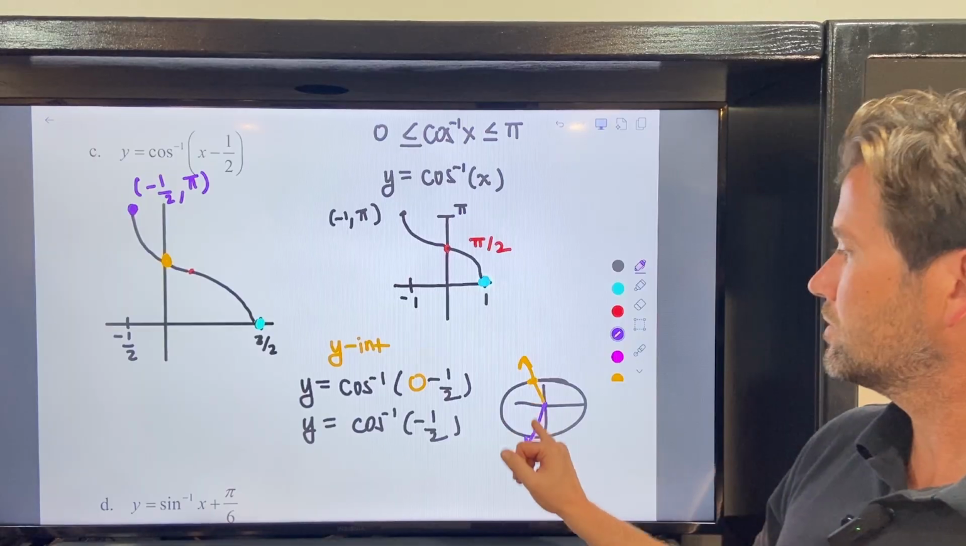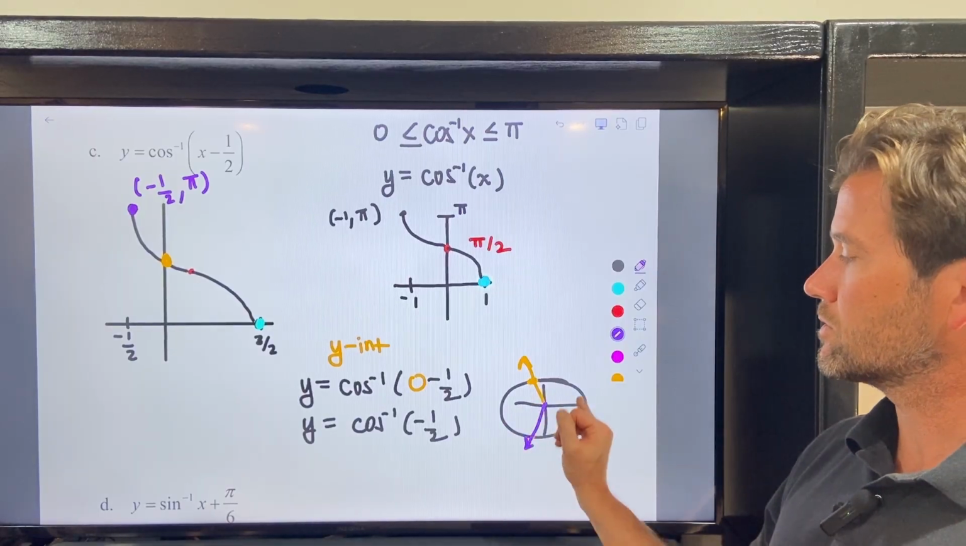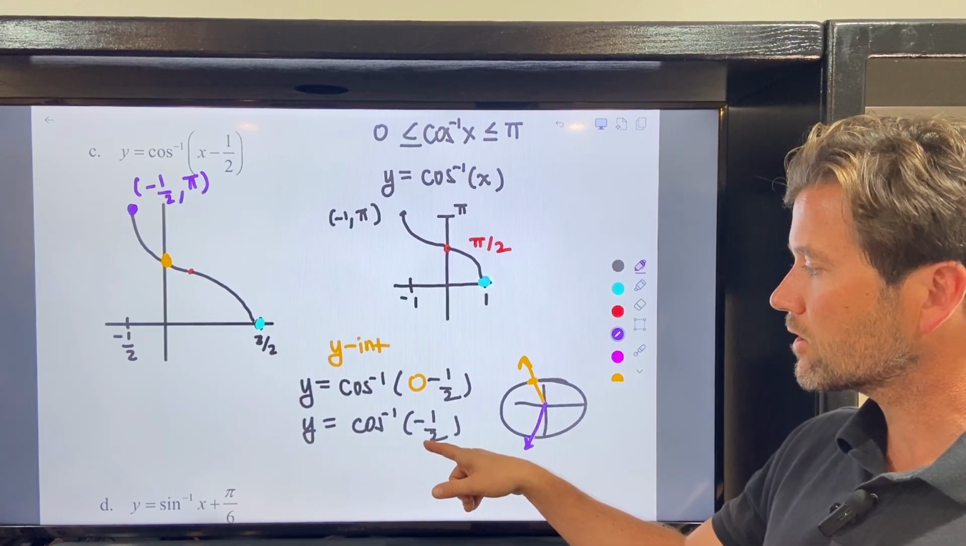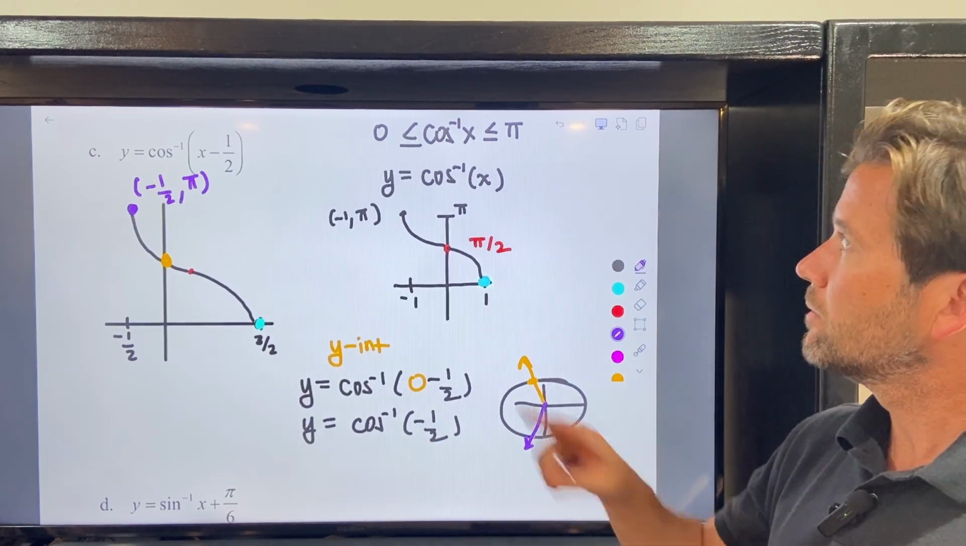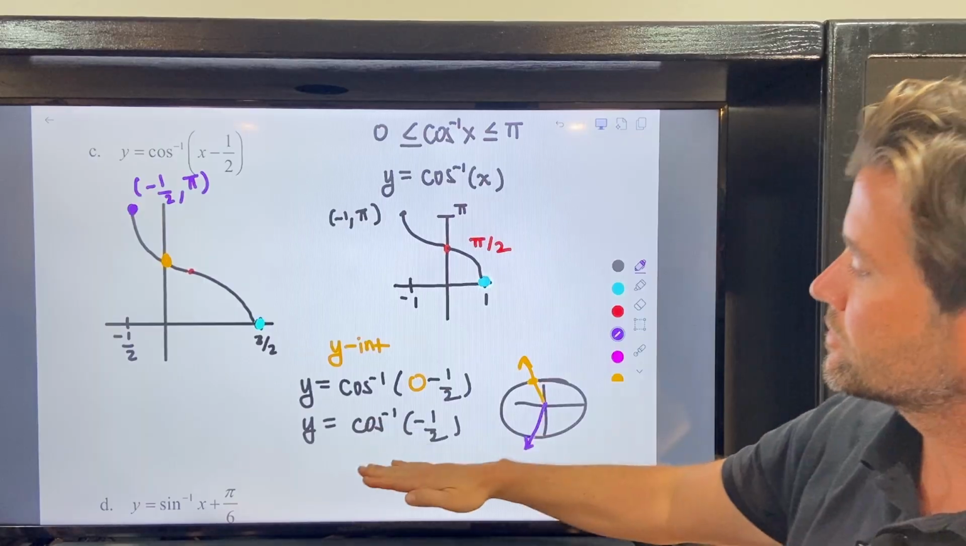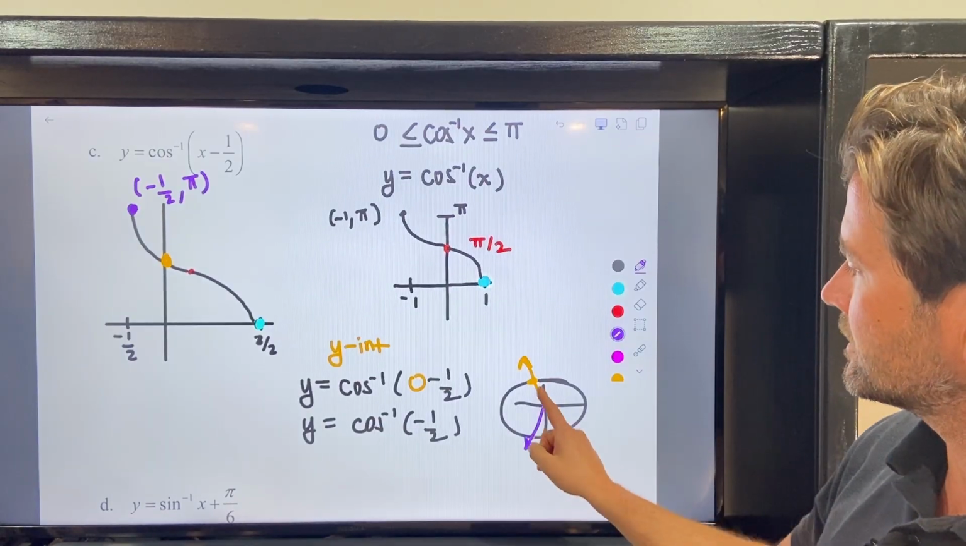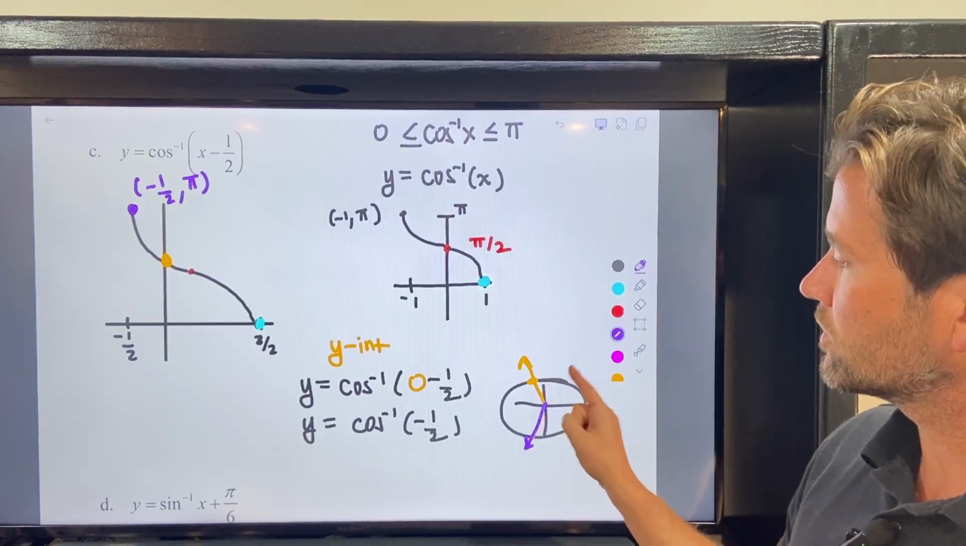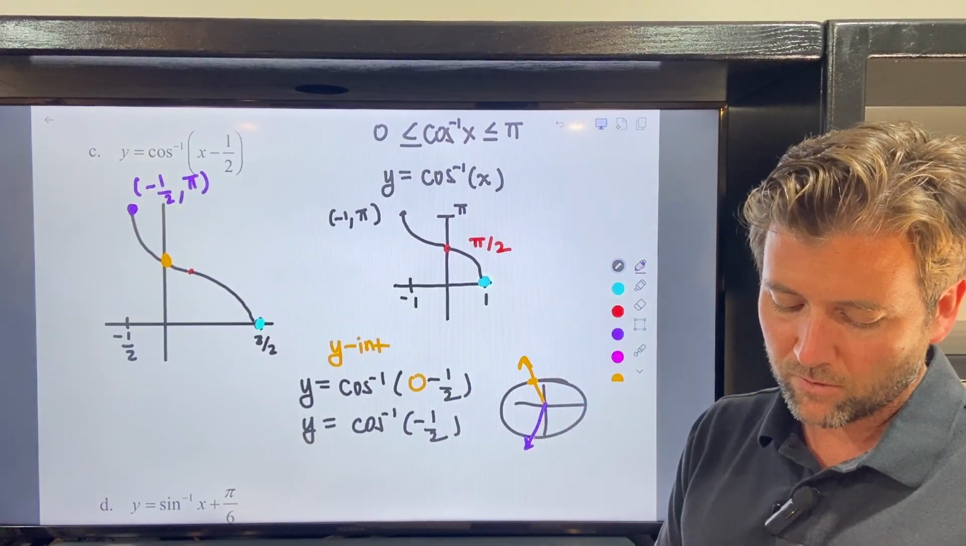So these are the two locations on a unit circle with an x coordinate of -1/2. Arc cosine has to output an angle between 0 and pi. So this expression is going to output this angle right here in orange between 0 and pi. And that angle in orange is 2 pi over 3.